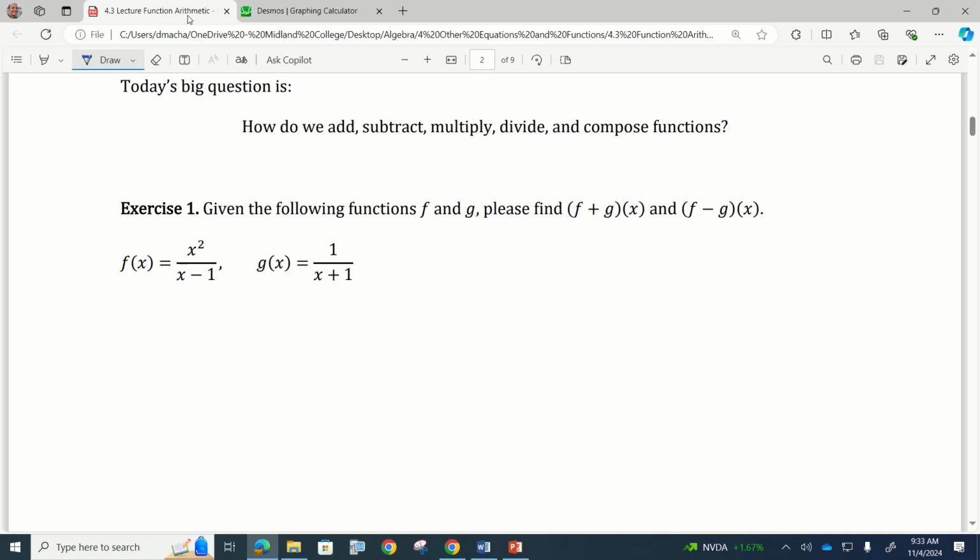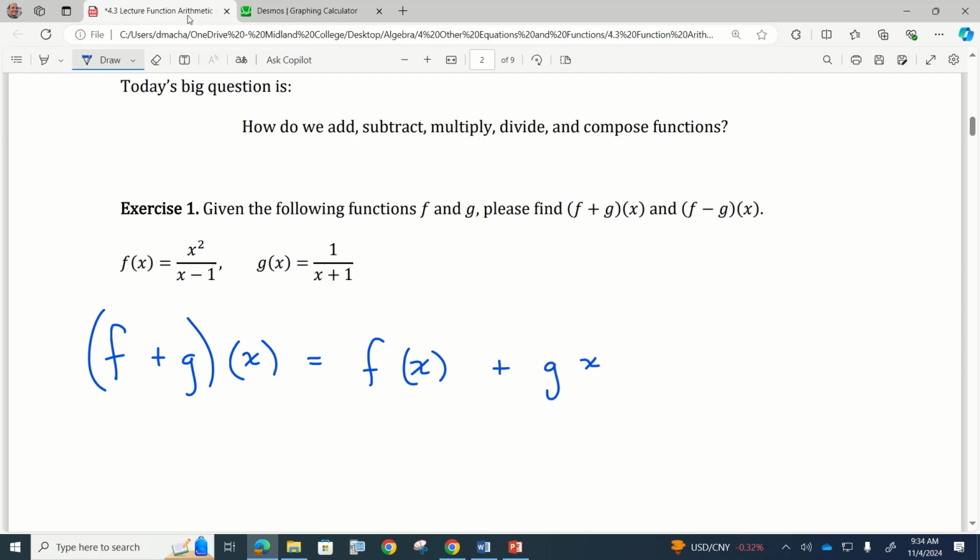Given the following functions f and g, please find (f plus g) of x and (f minus g) of x. So if I wanted to add these two functions, this is one way I could write down the notation. You read this out loud, you say f plus g of x. And this means exactly the same thing as f of x plus g of x.